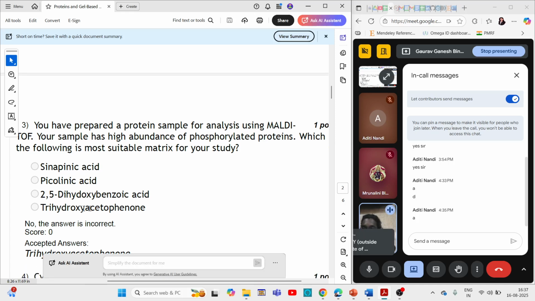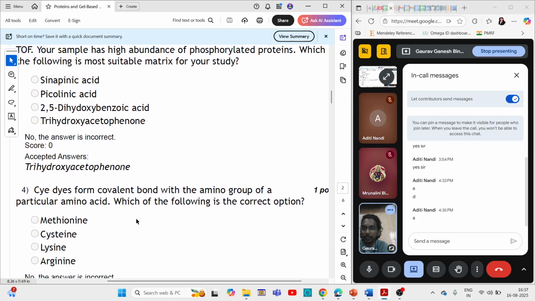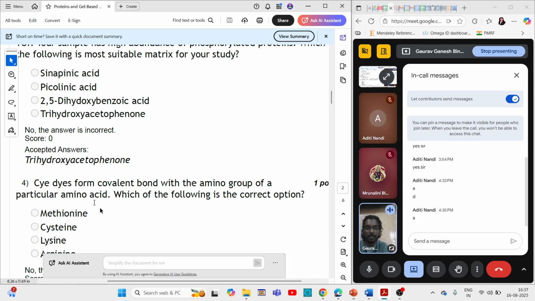So the answer is D here. Yeah. So we were talking about cyanine dyes as well. It forms a covalent bond with the amino group of a particular amino acid. Which of the following is correct? So we discussed how the dyes are labeled.